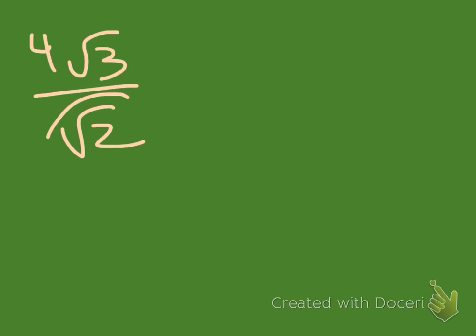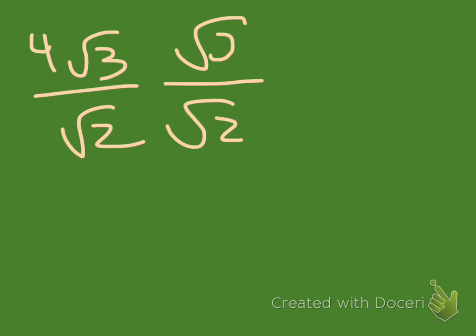I have a square root 2 on the bottom. I don't want an irrational number. We want a rational number. So I'm going to multiply it by itself. So by square root 2. And I also have to do the numerator, otherwise I'll change the value, and I don't want to do that. What's going to be in the denominator? 2. Yes.